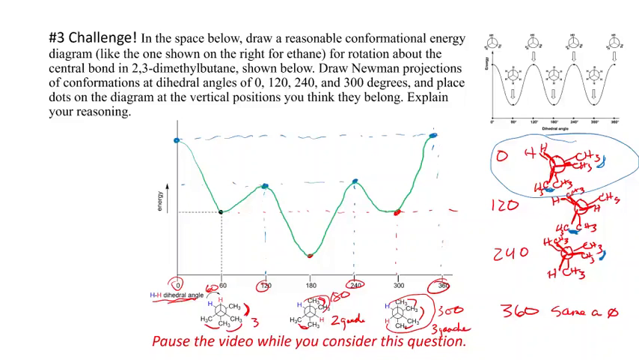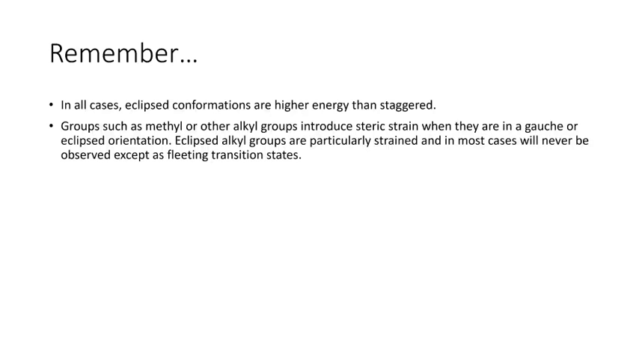And there you have it. I'm sure you could draw a better diagram than I can. Okay, I was explaining the reason as I was going along here. It has to do with the number of gauche interactions in the staggered conformations and the number of eclipsed interactions and the type of eclipsed interactions in the eclipsed. All right, that's how you do it. Remember, in all cases, eclipsed conformations are higher energy than staggered. Groups such as methyl or other alkyl groups introduce steric strain when they are in gauche or eclipsed orientation. Eclipsed alkyl groups are particularly strained and in most cases will never be observed except as fleeting transition states.